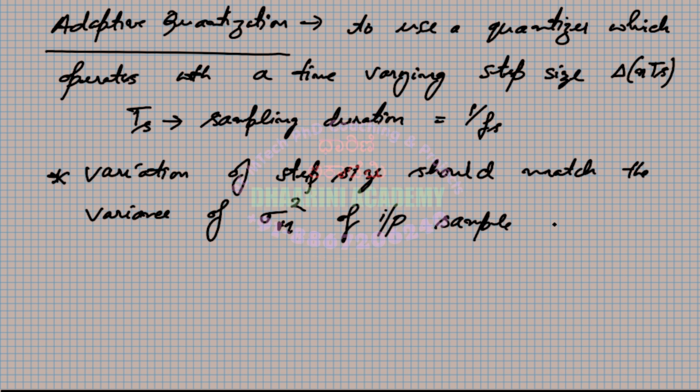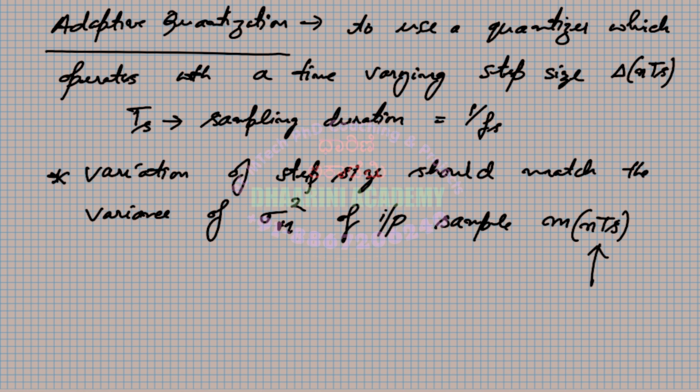Let's try to denote the input sample. It's a speech, m of nTs. This is the message sample I get at a point in time, denoted by nTs. n can be 1, 2, 3, 4, etc. It says that it has been sampled already. I have sampled my signal m of t, and I got m of nTs.